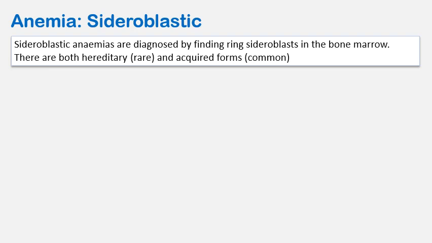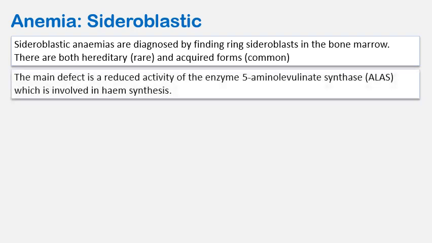These cells are present in the bone marrow, not in the bloodstream. They are either hereditary or acquired, and the acquired form is more common. They are RBCs or erythroblasts filled with iron granules. There is a failure of incorporation of iron into the heme due to a defect in a certain enzyme, which is called ALAS, or 5-aminolevulinate synthase, the enzyme that is involved in heme synthesis.